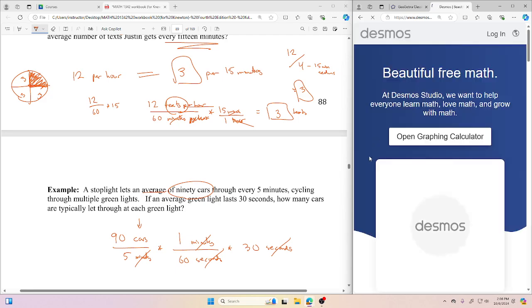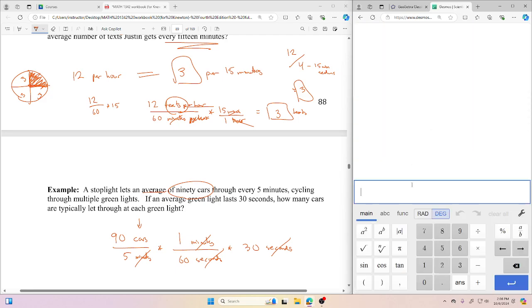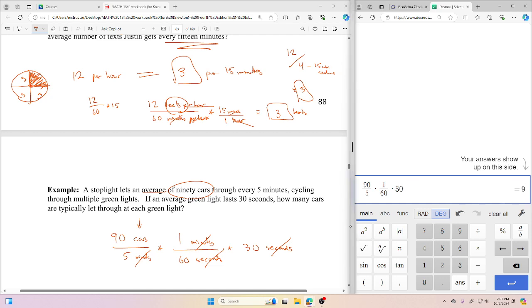I'm going to use some Desmos to do the simple stuff here. So I got 90 over 5, and then I got 1 over 60, and then I got a 30. All that for just 9 cars. Are there better ways to do this? Yes. I guess you can say, like the laid out version. But is it making sense?